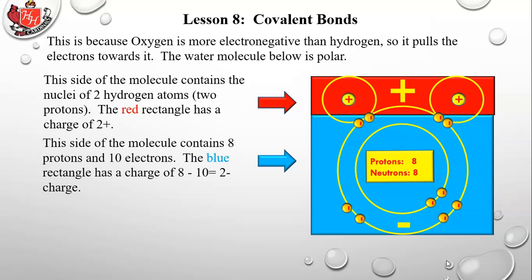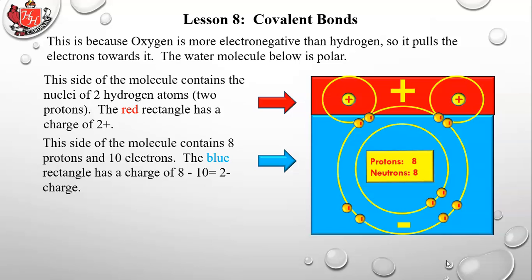This side of the molecule, the blue side, contains 8 protons and 10 electrons. So count them. The nucleus in the oxygen has 8 protons. And if you count all those electrons, all the electrons are in the blue section, then there's 10 of those. So the blue rectangle has a charge of 8 minus 10, or 2 minus charge. So the top, the red part, has a 2 plus charge, the bottom has a 2 minus charge. So the water molecule is electrically neutral.